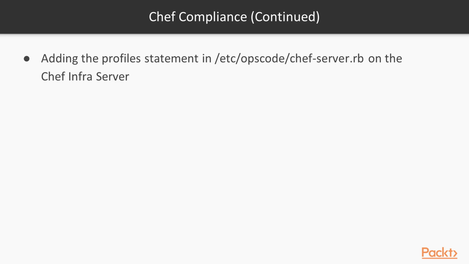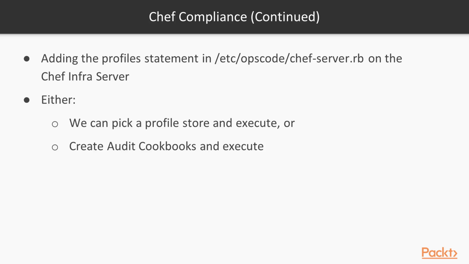We add the profile statement in the /etc/opscode/chef-server.rb file on the Chef Infra server so that the Chef Automate server collects the scan results. The source of the scan results would be either the execution of the user's audit cookbook or any scan jobs executed from the Chef Automate server.